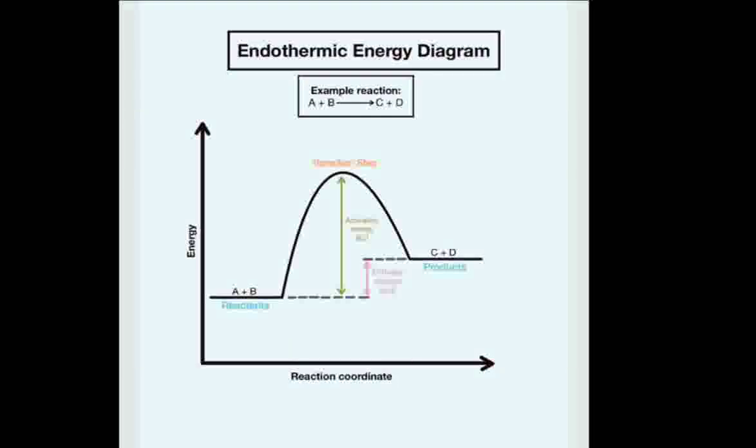So this is the graph. You have energy on your y-axis, reaction pathway on your x-axis, and here you draw your reactants on one line, your products on the other. From the reactant to the maximum is the activation energy, and then the enthalpy change. So these are the things we need to label.